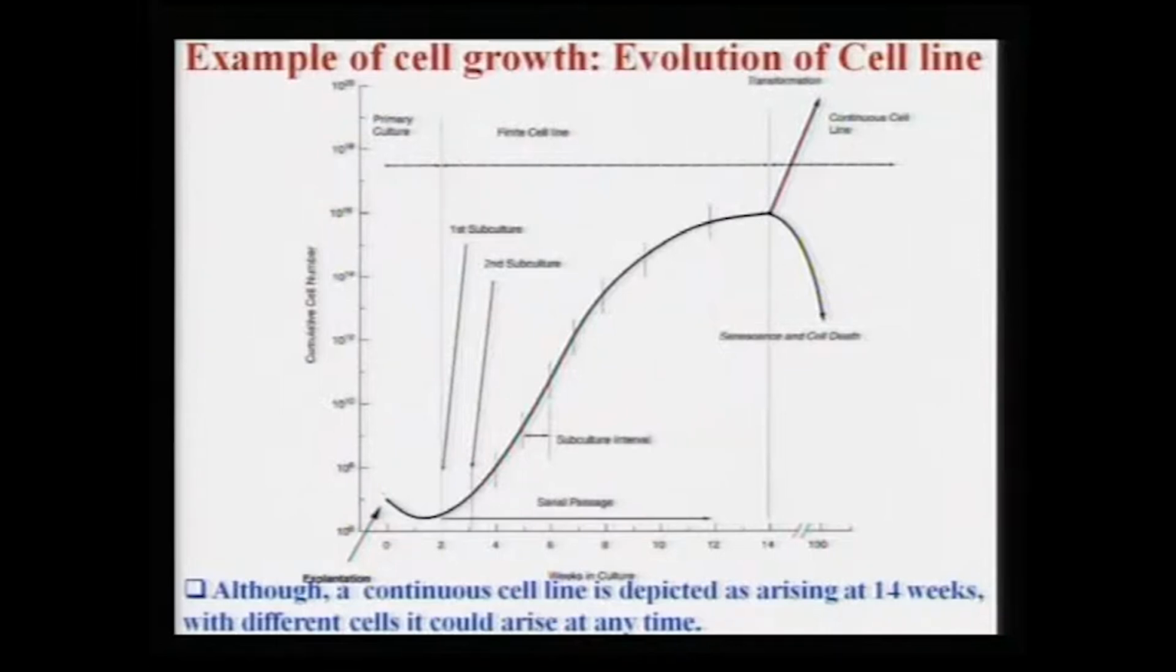Now, in a typical cell culture, initially what will happen? The cells are explanted from some organs, like for example, liver cells. Liver cells are explanted from the liver tissue. Tissue is nothing but a self-organized array of cells with the extracellular matrix which helps in the binding process.